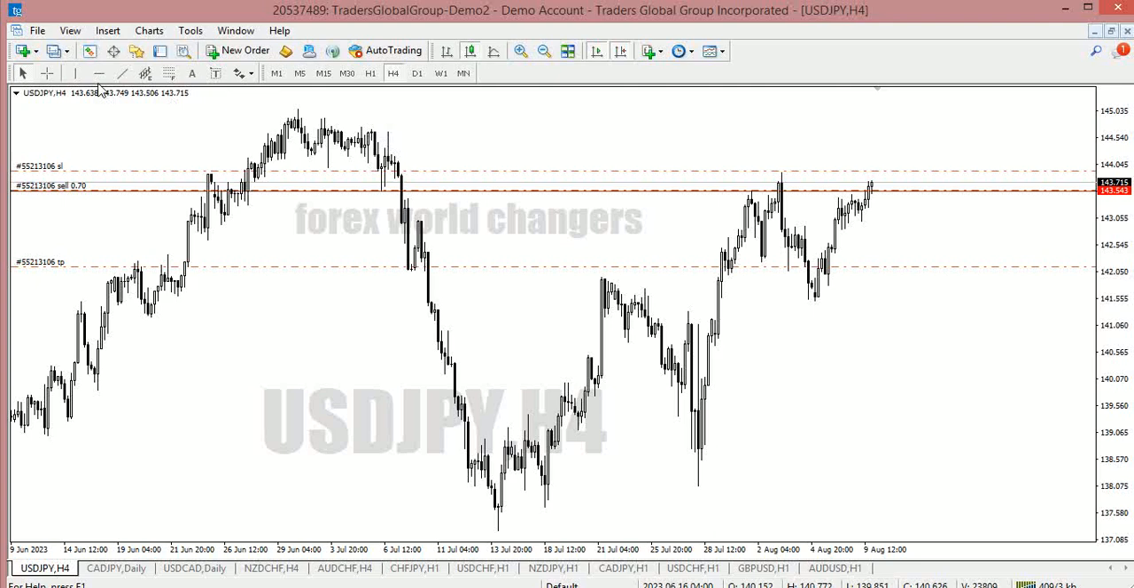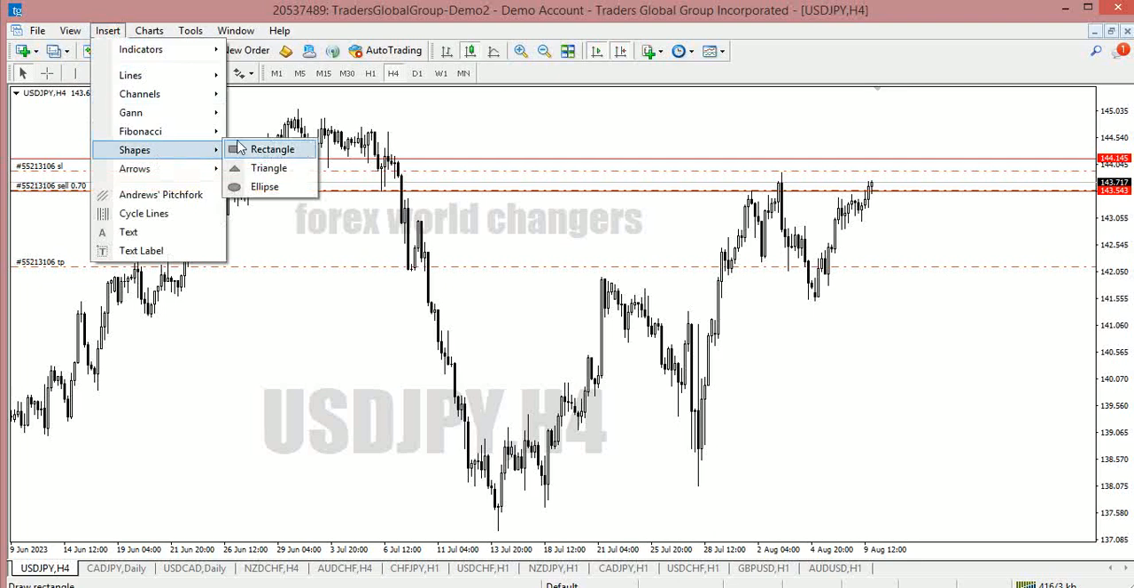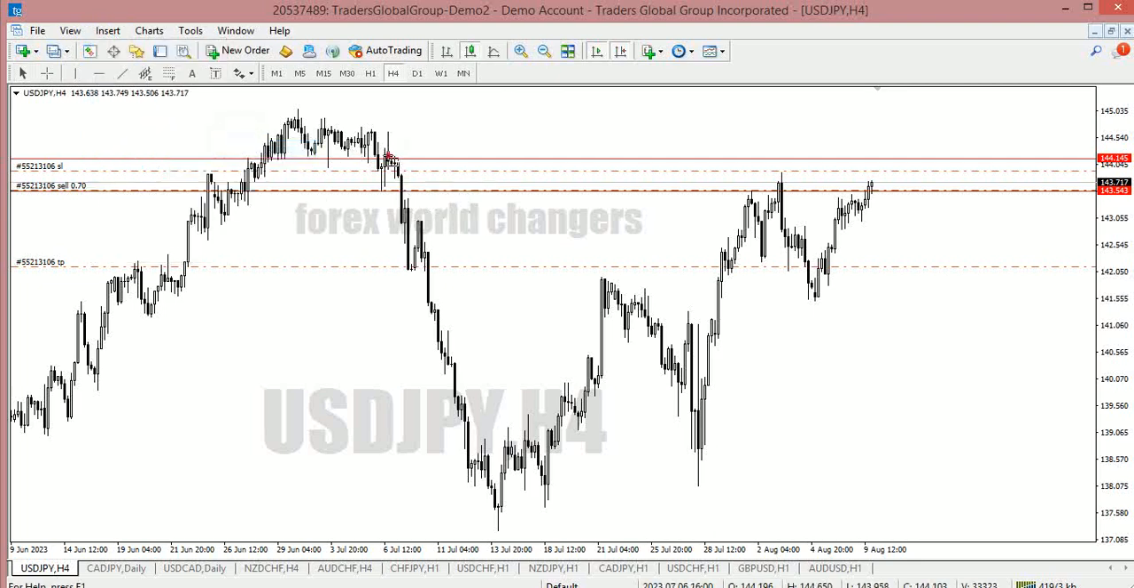If I draw a horizontal line at this point, there's a lot of rejection here. If I highlight this entire zone, now I'm seeing something else. This zone here, there's a lot of rejection.